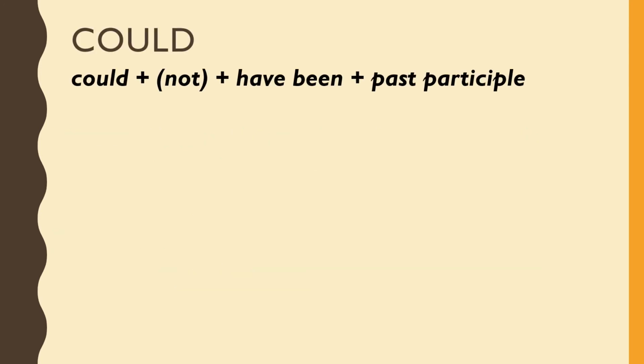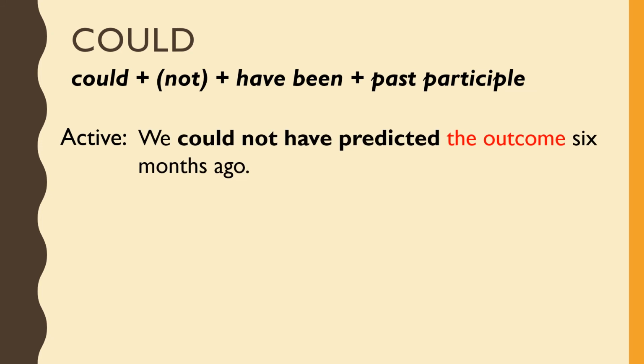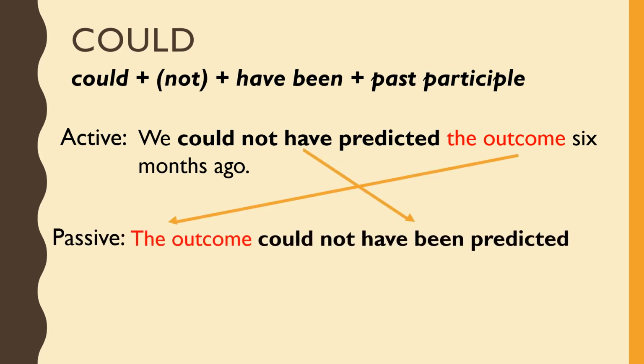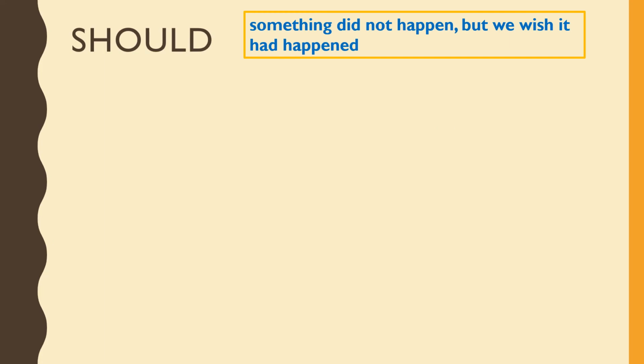Another example with not. In an active sentence, we could not have predicted the outcome 6 months ago. When we change this to a passive sentence, it turns to be the outcome could not have been predicted 6 months ago. Another modal verb is should.